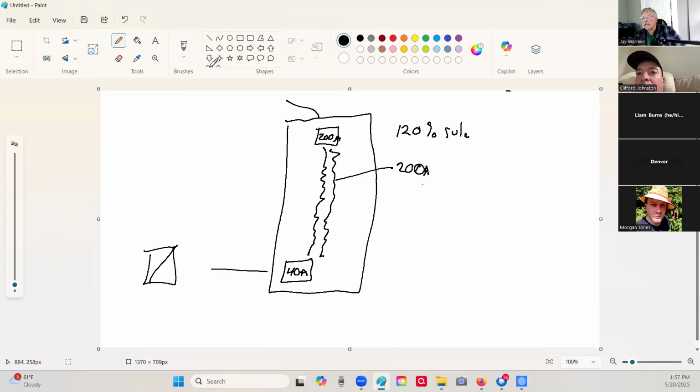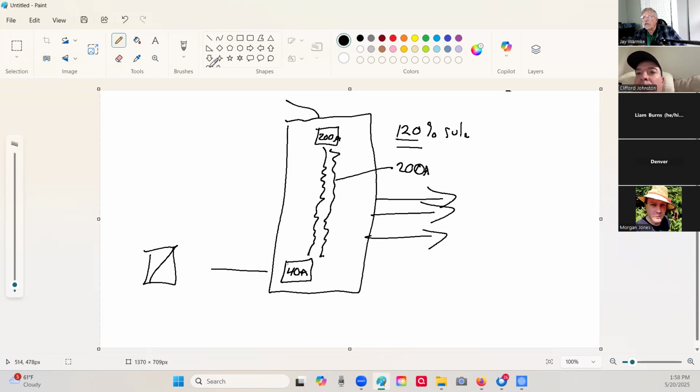But the reality is you don't turn on 200 amps of load all the time. You have that maximum, but you never turn everything on. I mean, you might, but it'd be rare. So the NEC said you can go up to 120% because we know that it has extra capacity.